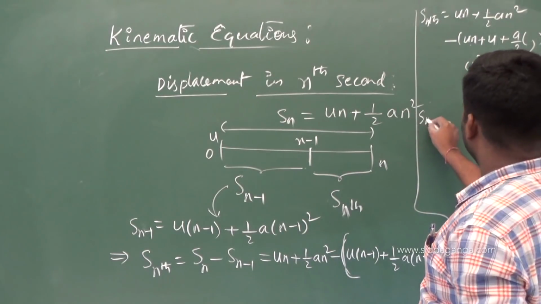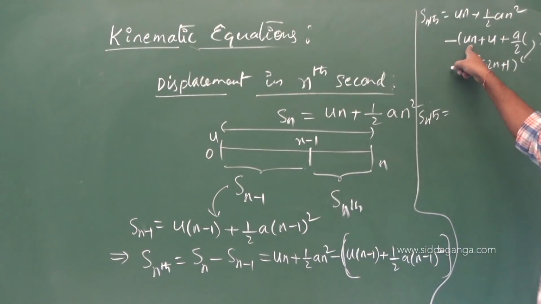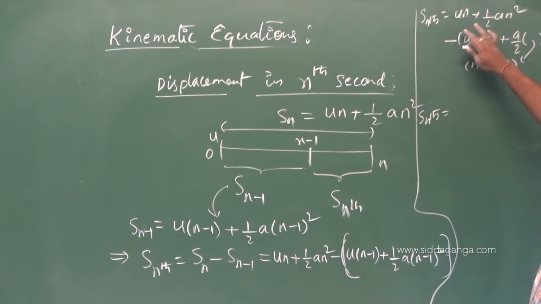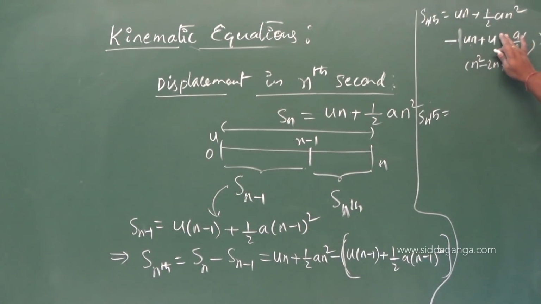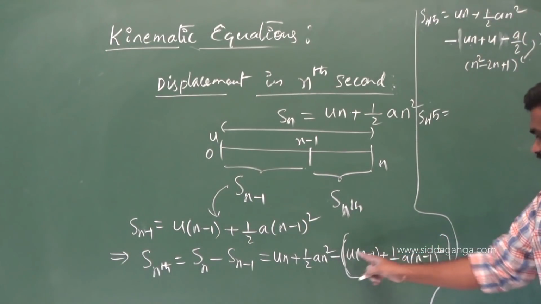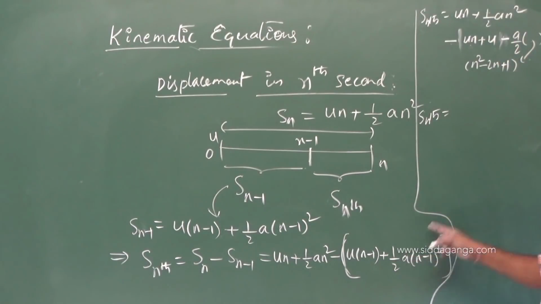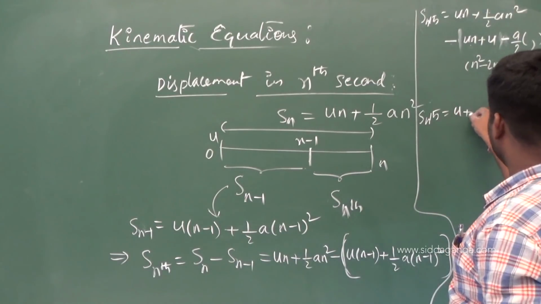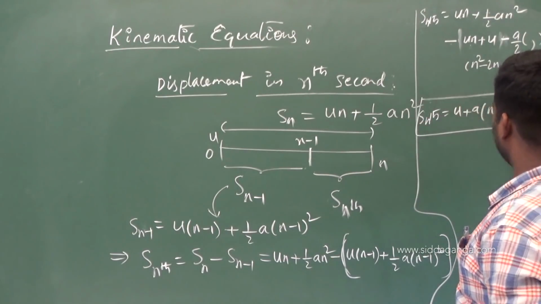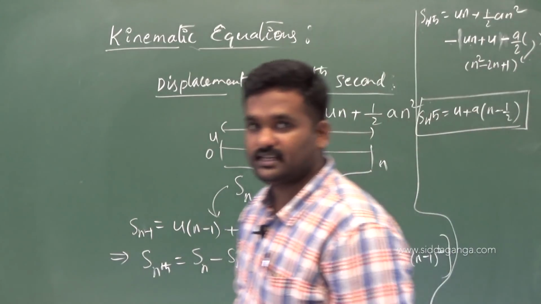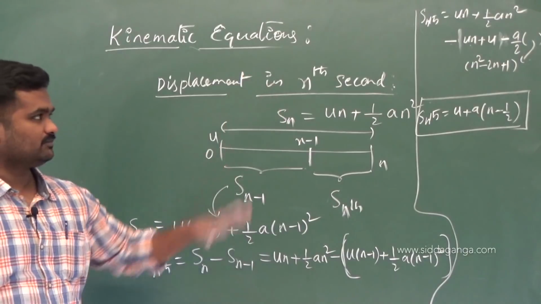Then finally, I will cancel here itself. Minus un plus un, they will get cancelled. Minus into minus gives plus, and here minus into plus gives minus, into a by 2 into n square minus 2n plus 1. Further simplifying, straight away I will write u plus a into (n-1) by 2. You just simplify the final relation, and you will end up with S nth equals u plus a into (n-1) by 2. A small mathematical simplification you have to do.